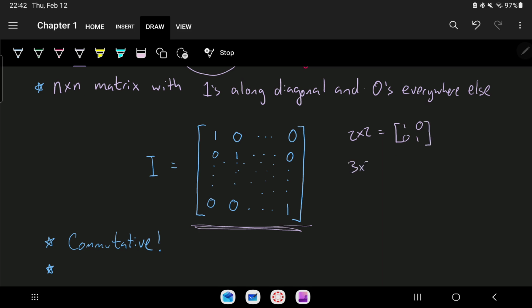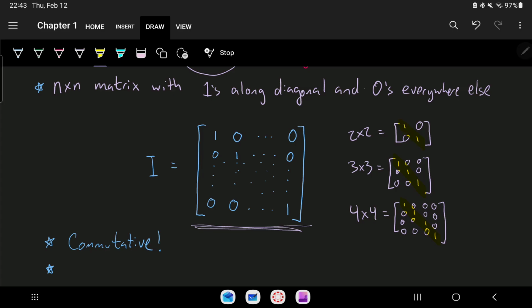A 3 by 3, a little bigger, but the same idea. Four by 4. And so on. So you see they always got the ones down the diagonal like this. Everything else is 0 in every single case.